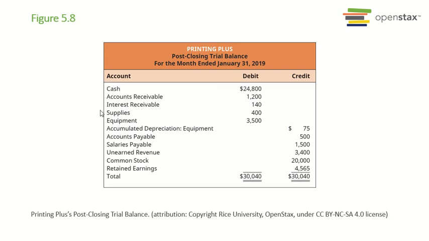We have cash, accounts receivable, interest receivable, supplies, equipment, accumulated depreciation, these are asset accounts, and they have balances. Accounts payable, salary payable, unearned income, the liabilities all have balances. Common stock and retained earnings have balances. So these are all permanent accounts. You do not see revenue, expense, and dividend accounts anymore. Those accounts are closed to 0. So this is how a post-closing trial balance looks.